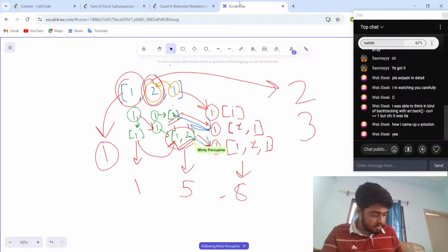Okay, this part. I'll just use a different color. Blue is okay, I guess. No, blue is also used. I'll just use black only.